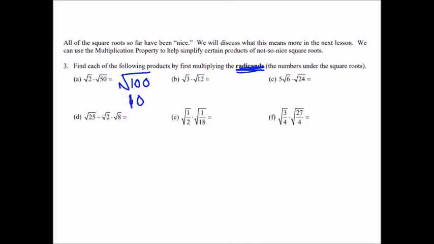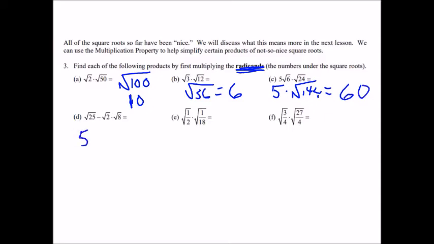The square root of 3 times the square root of 12 would be the same as the square root of 36, which is 6. The 5 times the square root of 6 times the square root of 24 would be the same as 5 times the square root of 144, which would be the same as 5 times 12, which is 60.